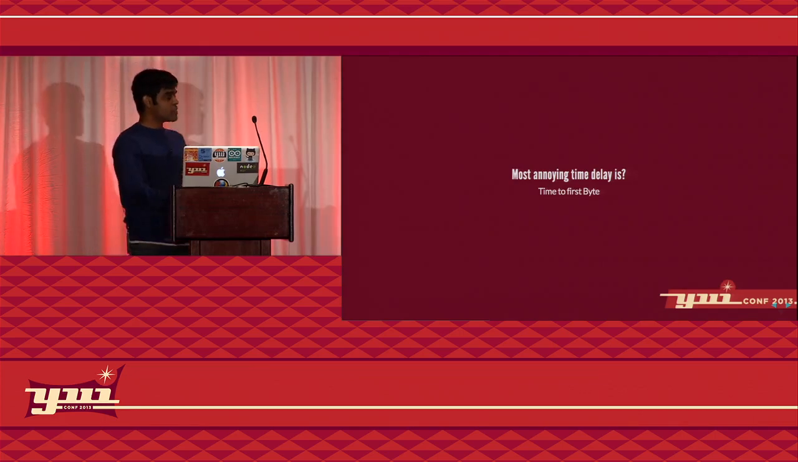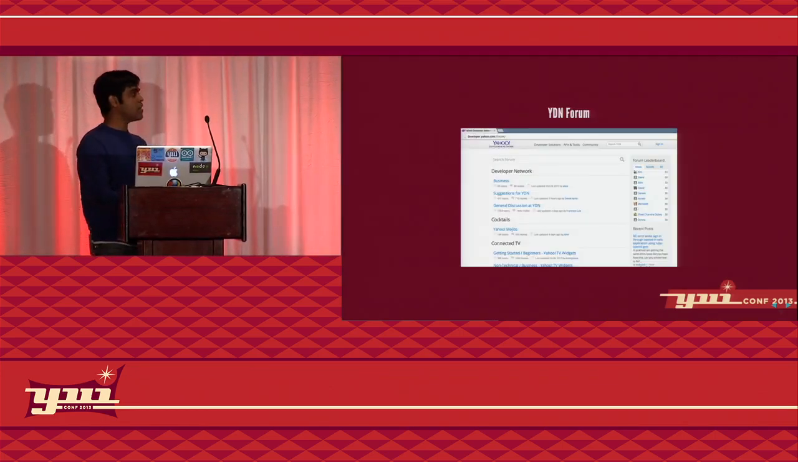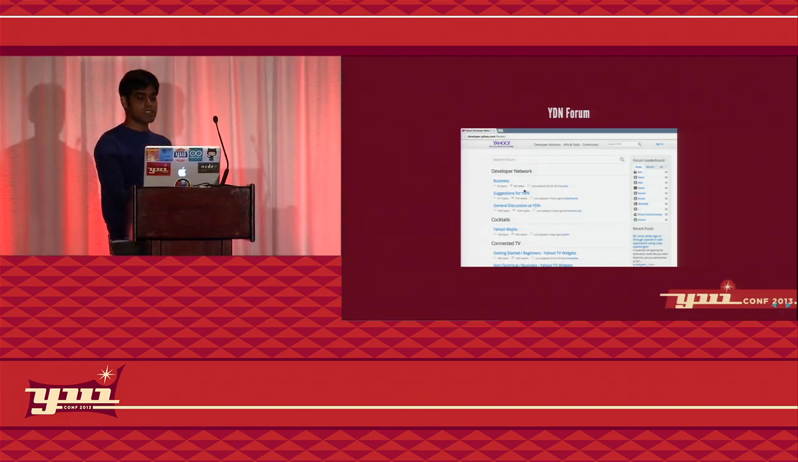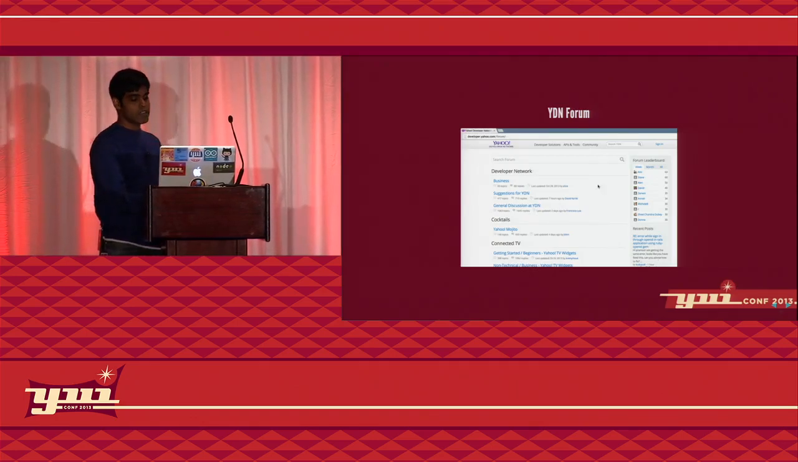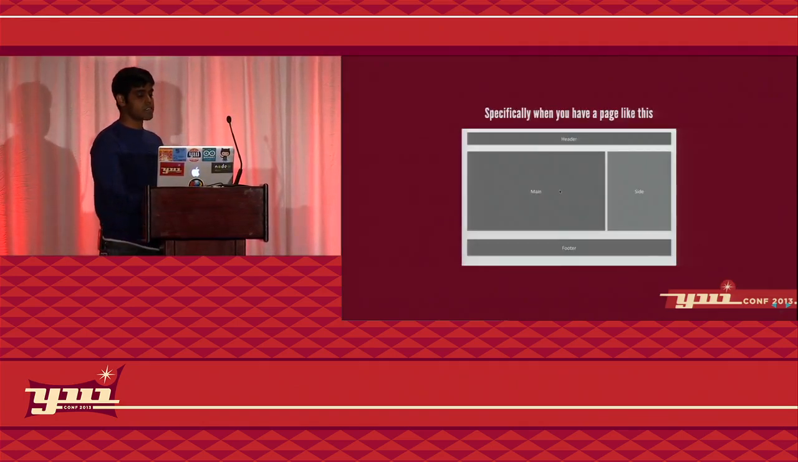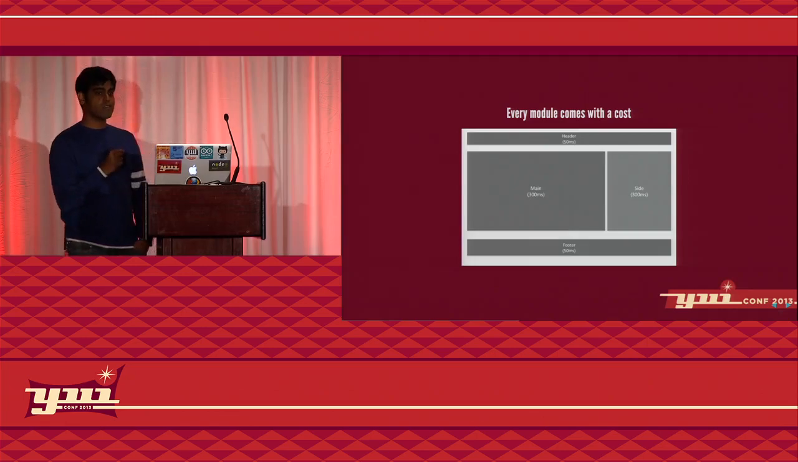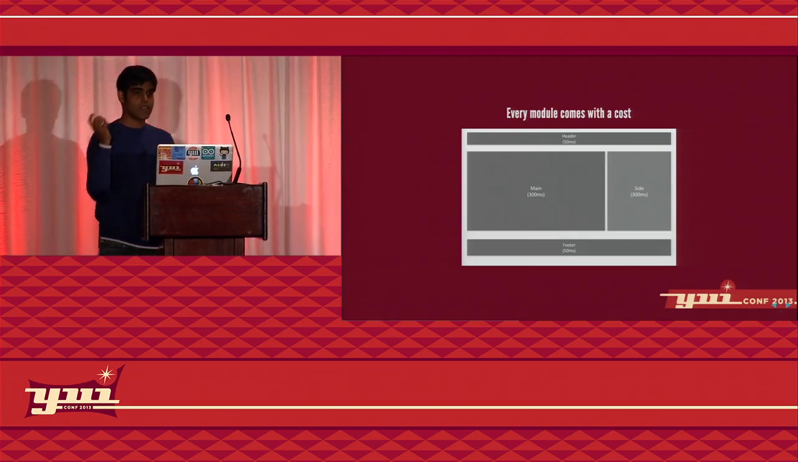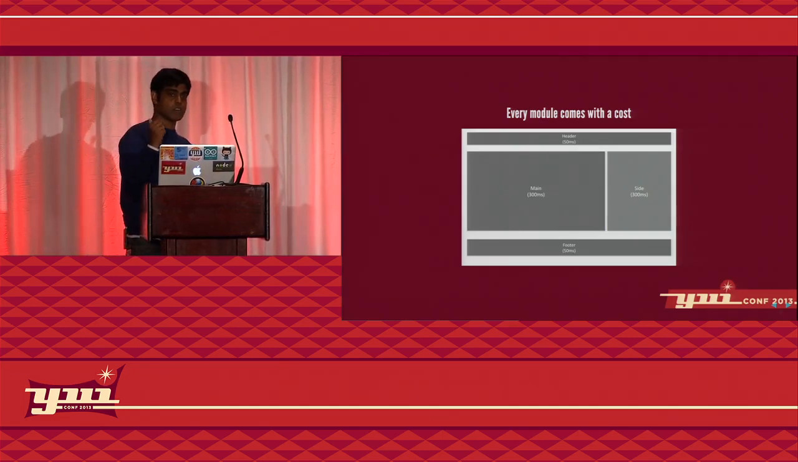So time to the first byte, as I said, it's annoying to the user. While I was developing YDN forum, we had some content as a header of the main content and then the side content. Everything in the web page, whether it's header, main container, or the side, adds to a delay. When you build it on the server, everything has an API call at the back end, and then you build the data and respond to the user. And this all contributes to the time to the first byte on the client side.